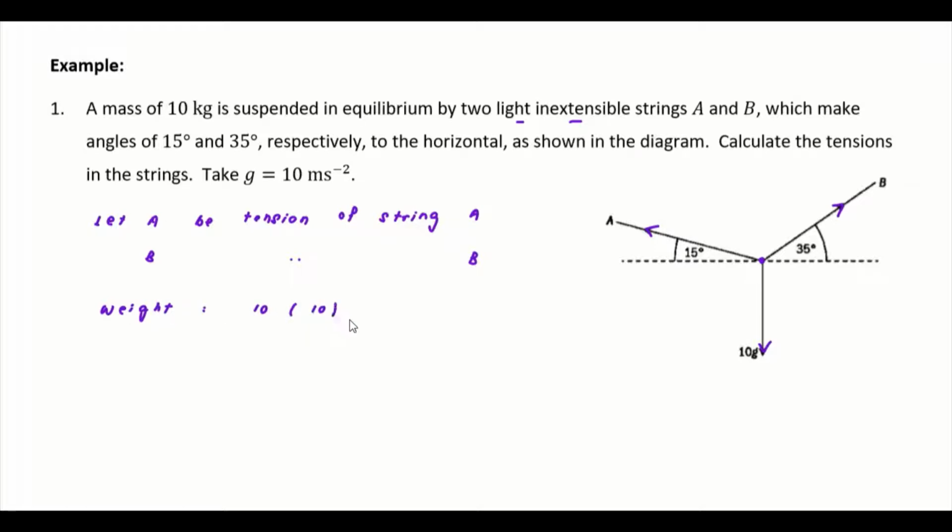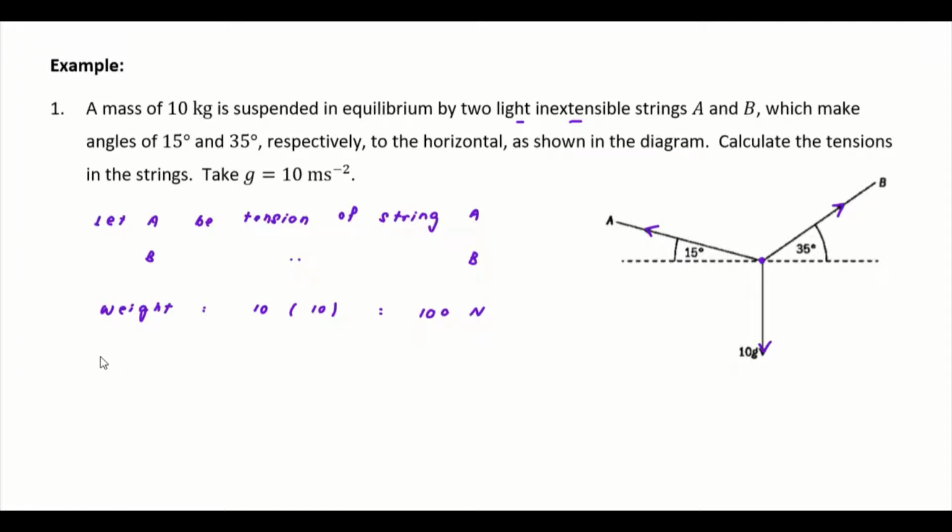Because of the 10 g, I think the g here isn't the unit. The g basically means the gravitational force here. So it's 10 times 10, and it gives you 100 Newton. Okay, so now we can try to solve the question.